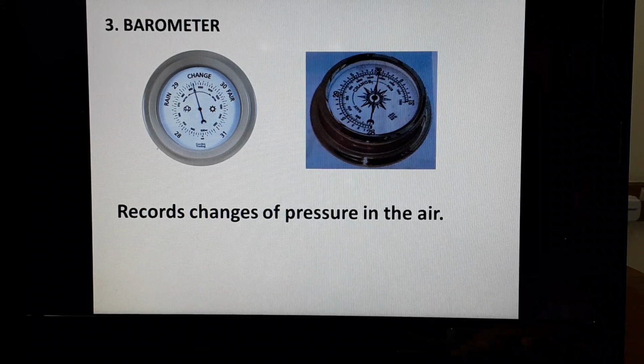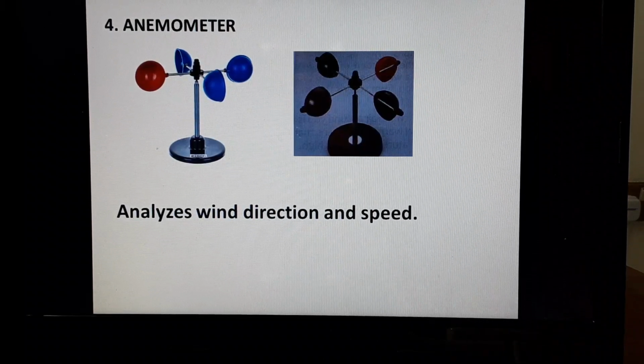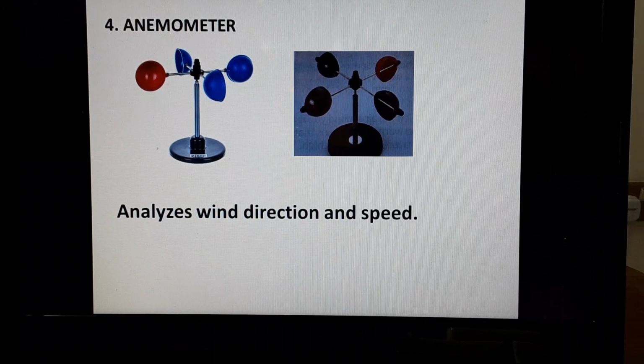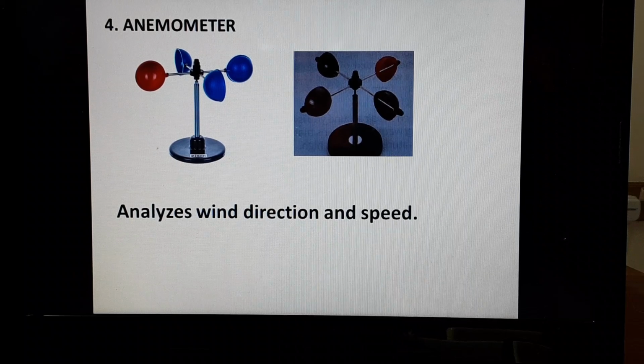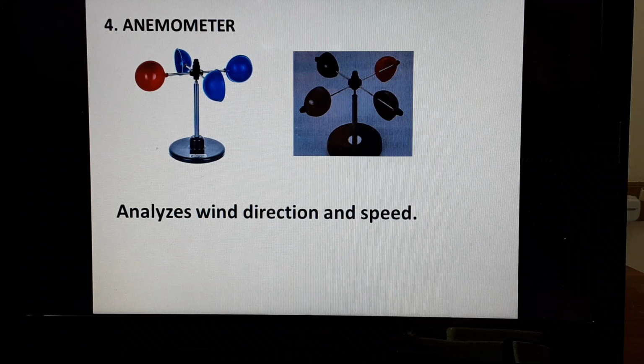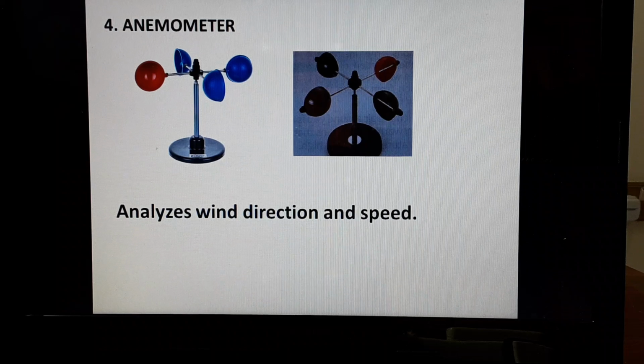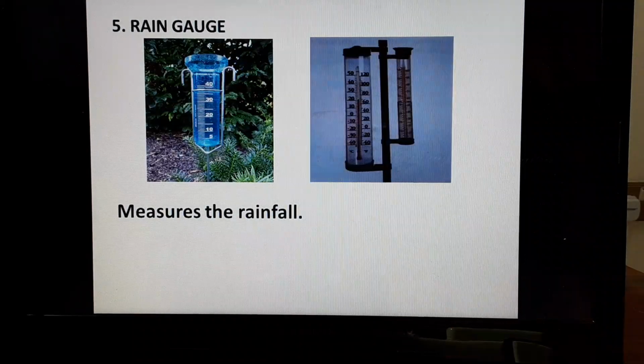The next weather instrument is the anemometer. It has a similarity with the wind vane because it also moves. When the wind blows, it will move. So what is the function of the anemometer? It analyzes wind direction and speed. So the faster it moves, the people studying the weather will observe it because they will tell the speed and direction of the wind. And that is the anemometer.